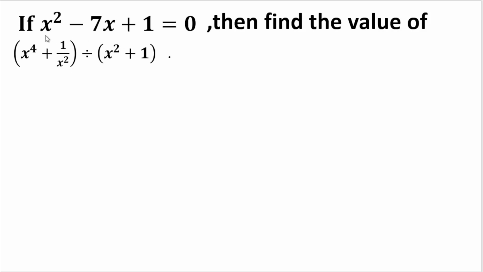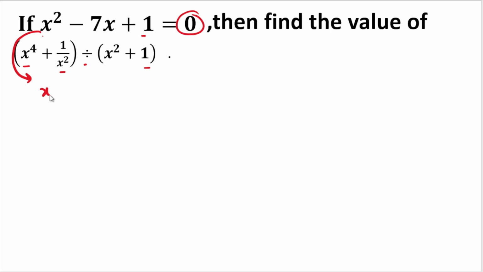So here we have x square minus 7x plus 1 that is equal to 0. Then we'll have to find the value of x raised to the power 4 plus 1 over x square, divided by x square plus 1.